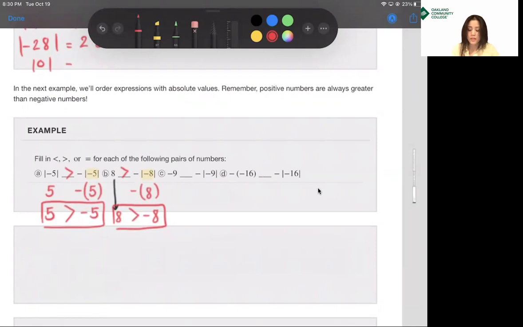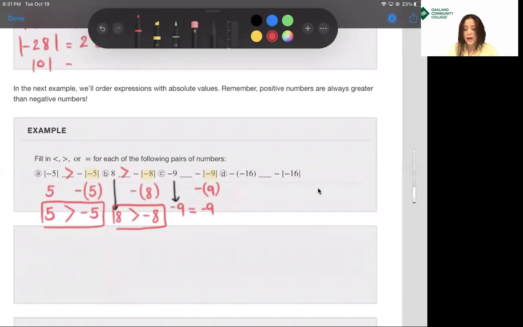Same thing with problem C. I have -9 on the left with no absolute value, just -9. On the right-hand side, I have negative absolute value of -9. So I'm going to evaluate -9 inside the absolute value first. The absolute value of -9 is +9. And then there's a negative outside, so that is -9. Then bring down that -9 here so we can compare. Well, -9 is certainly equal to -9.